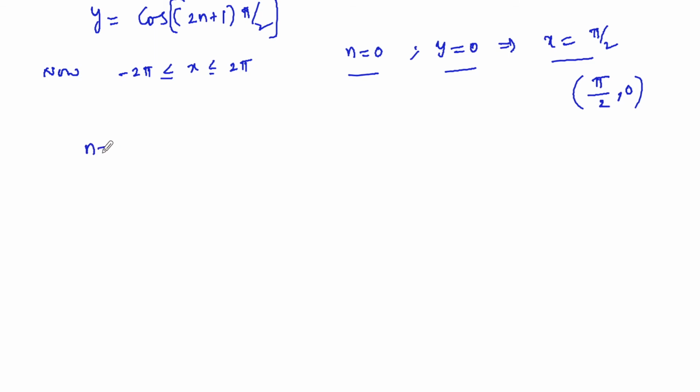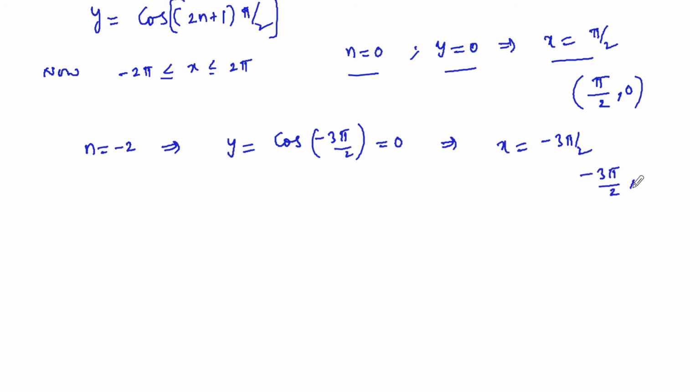And now let n is equal to minus 2, so we will be getting y is equal to cos of minus 3 pi by 2, which is equal to 0, which again implies x is equal to minus 3 pi by 2. So getting another point, minus 3 pi by 2 comma 0. Now let's find the tangent equations at these points.